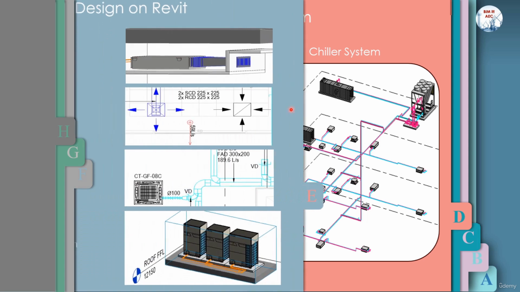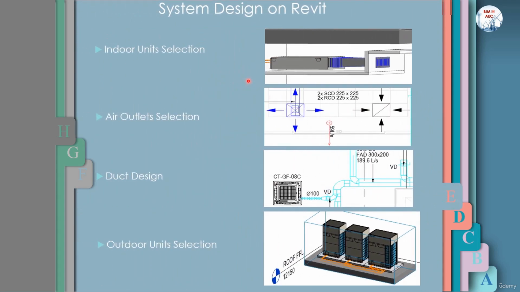The fifth step is to create the HVAC system on Revit by choosing the indoor units based on the HAP report and the architectural finishes, as well as the air outlets, and connecting them by duct routing, and finally the outdoor units for the AC system.